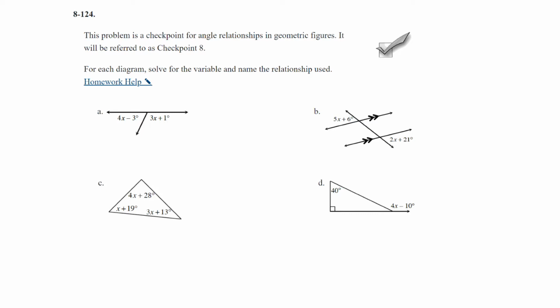So in part A, we have a straight angle, which are supplementary. So 4x minus 3 plus 3x plus 1 is equal to 180 degrees. That's 7x minus 2.